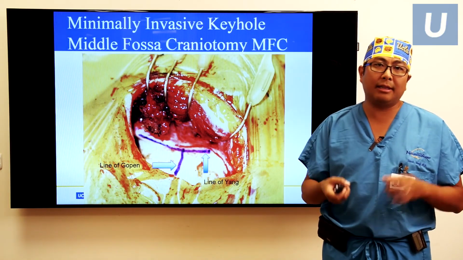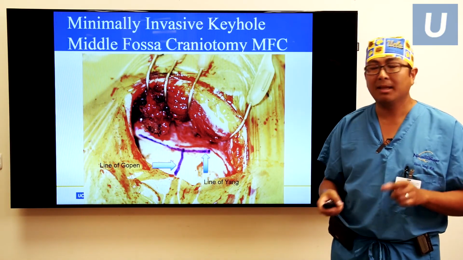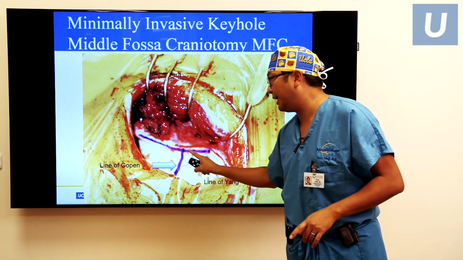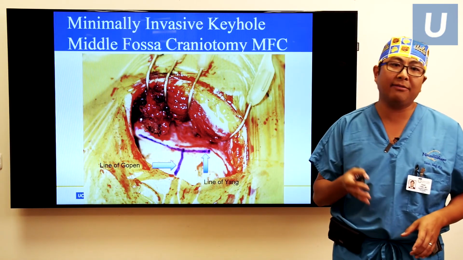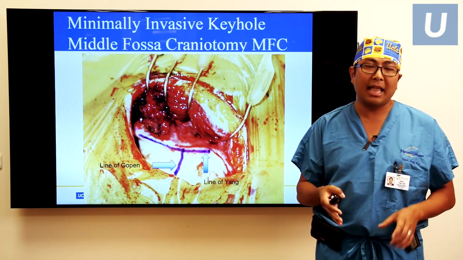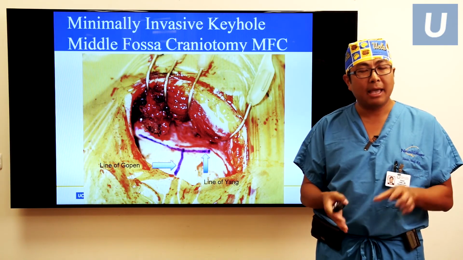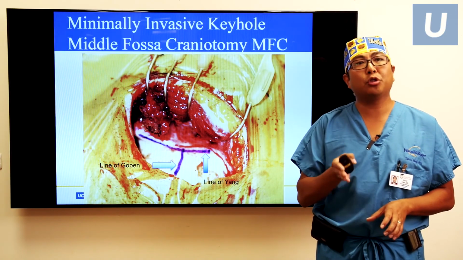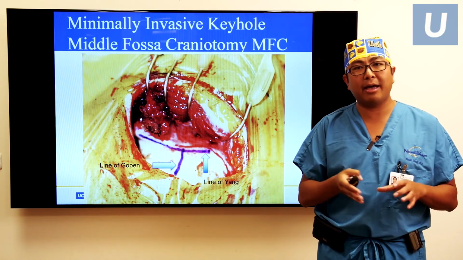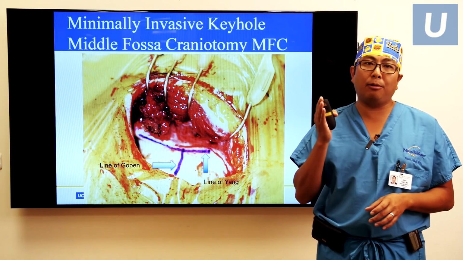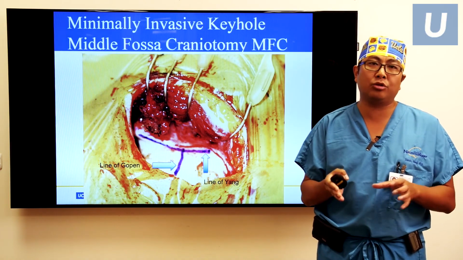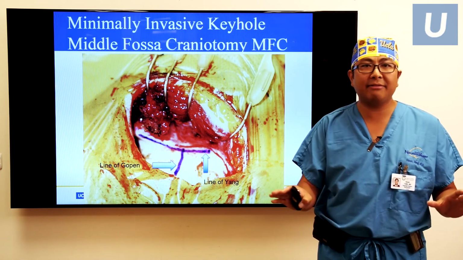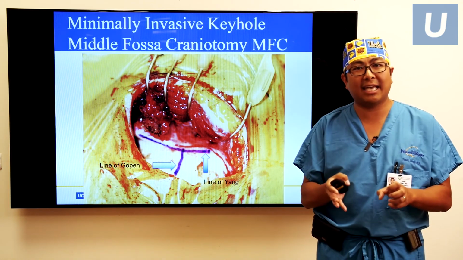That is where the dime-sized hole has to be. The dime-sized hole is made here at the intersection of the line of Gopen and the line of Yang. And if you make a dime-sized hole there and you go down about 2 or 3 centimeters in just about every patient, you're going to be within 80 to 90% close to the SSCD. Without navigation, just in any patient, that's going to get you close.